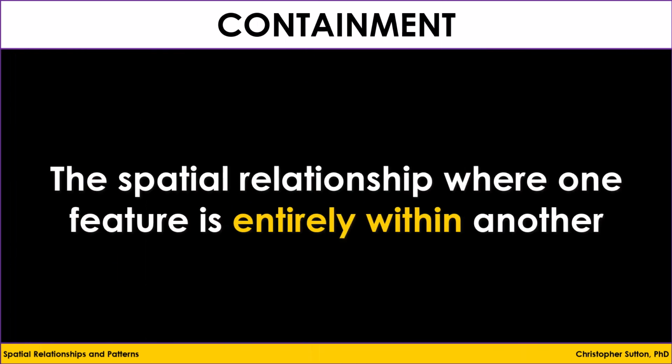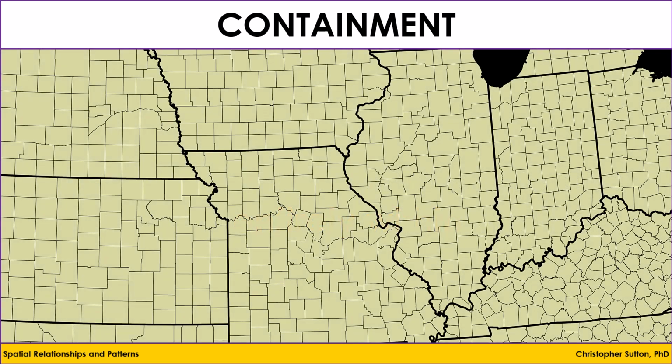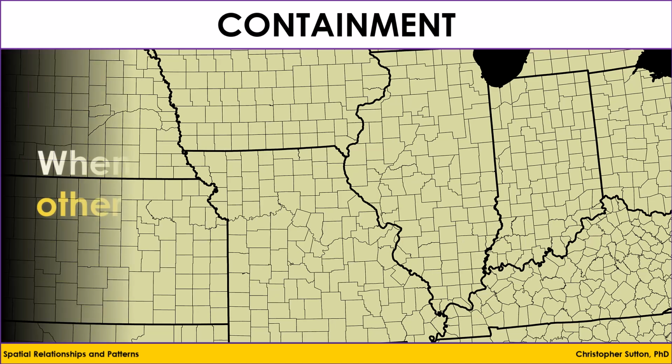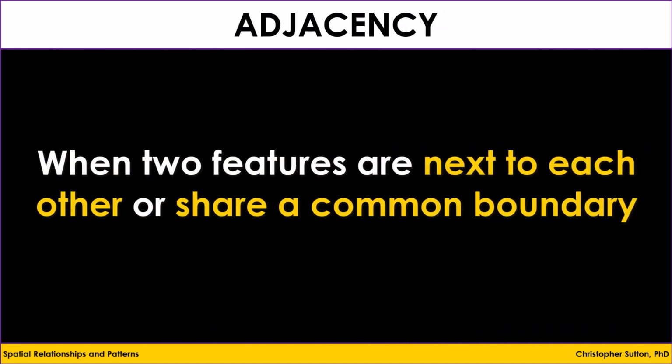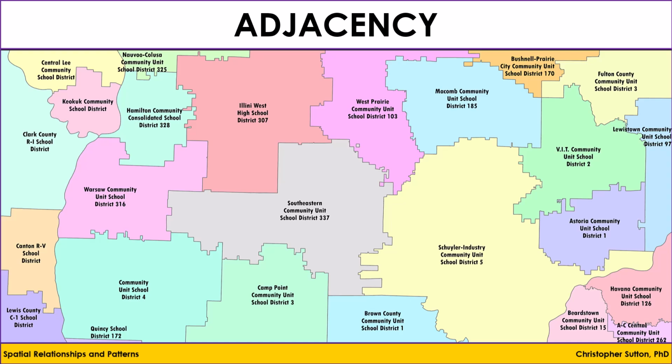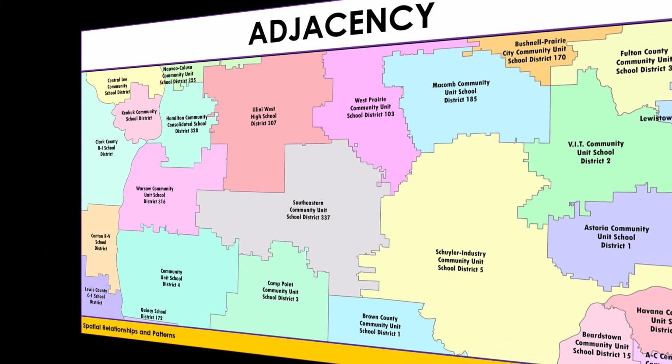Containment is the spatial relationship where one feature is entirely within another. For example, counties within a state, a park within a city, or a habitat area within a protected region. Adjacency is when two features are next to each other or share a common boundary. For example, properties sharing a common boundary, or countries that are adjacent on a continent.